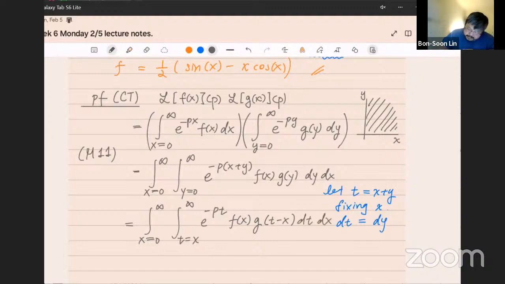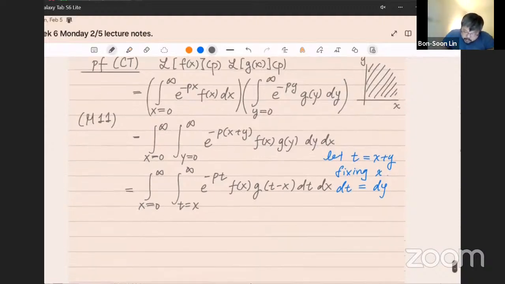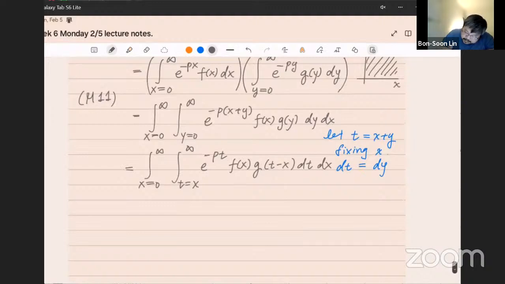And we have dx. So now we have this integral. Now we can break the symmetry, because the region that we're integrating is no longer a symmetric first quadrant anymore, but rather it looks like this. Let me write t up here, x here. When x is fixed, t goes from x to infinity.